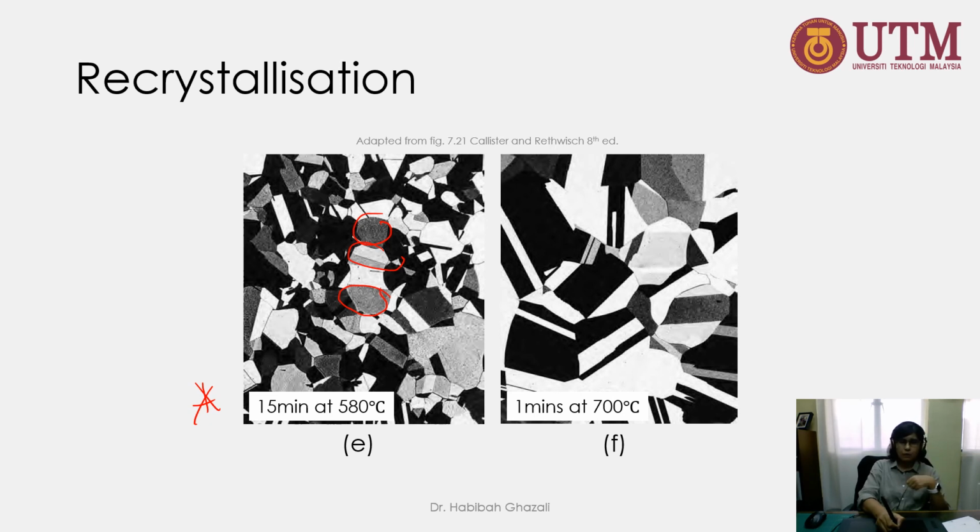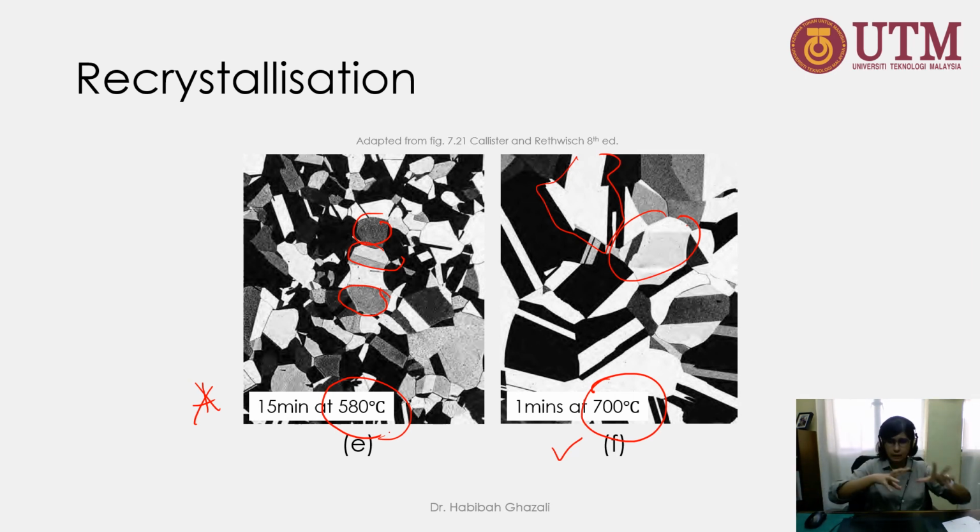But what if I use a higher annealing temperature? For instance, this image here is the same copper alloy, but instead of a recovery temperature of 580 degrees Celsius, I use 700 degrees Celsius. After just 1 minute, you can see that the grain is growing bigger and bigger. This is because atoms will start to diffuse from one grain to another grain. It's still at a higher temperature than the other one. We allow them to diffuse at a much faster rate.